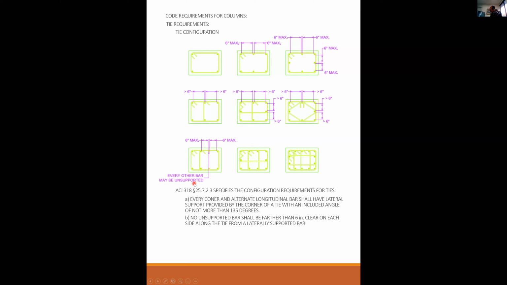And you can't have more than one rebar ever unsupported. Every other bar may be unsupported, but we don't even bother trying to do this either in California. Really in California, what you're looking at is this or this or this or this. And you can see how this would dramatically increase the cost of your columns with so much confinement steel.